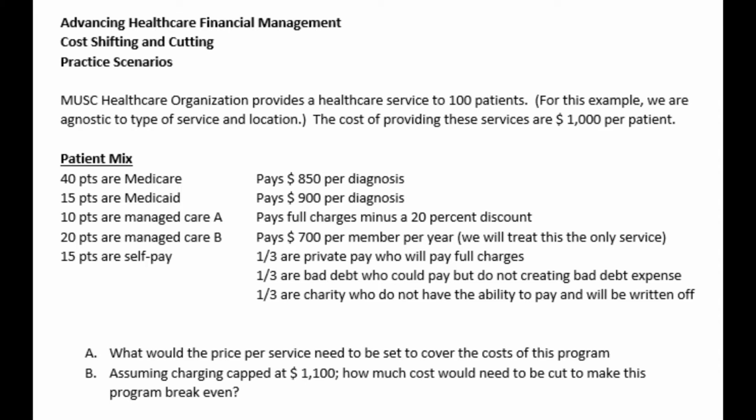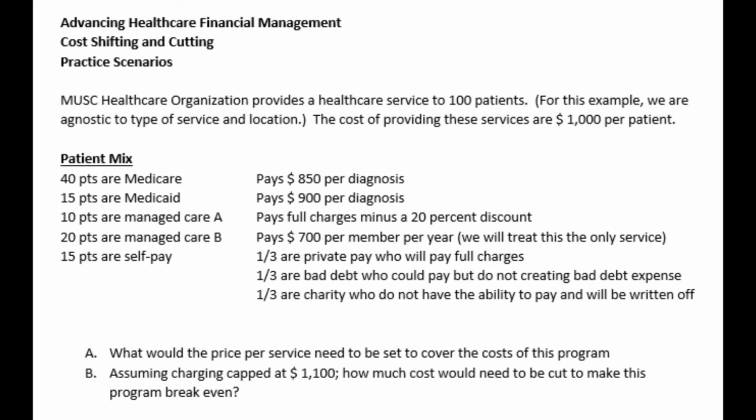So a little bit goes to, here's what we've talked about, the patients themselves. And then over here, we're going to talk about how we get reimbursed. So for each Medicare patient, we're going to get $850. Medicaid's $900. Managed care A is a full charge, whatever we charge minus 20%. So in essence, 80% of what we charge. The managed B we're going to talk about a little differently and just say we get paid on a capitated basis, $700 per member per year.